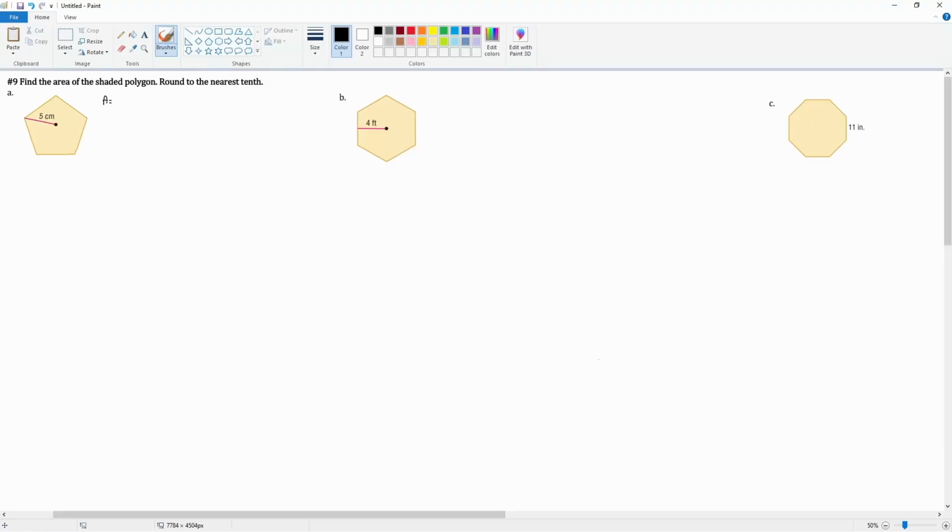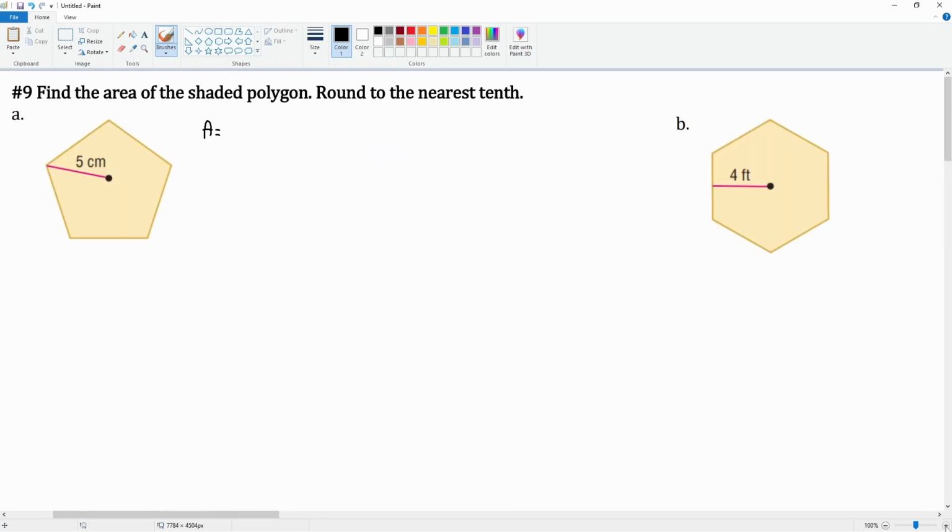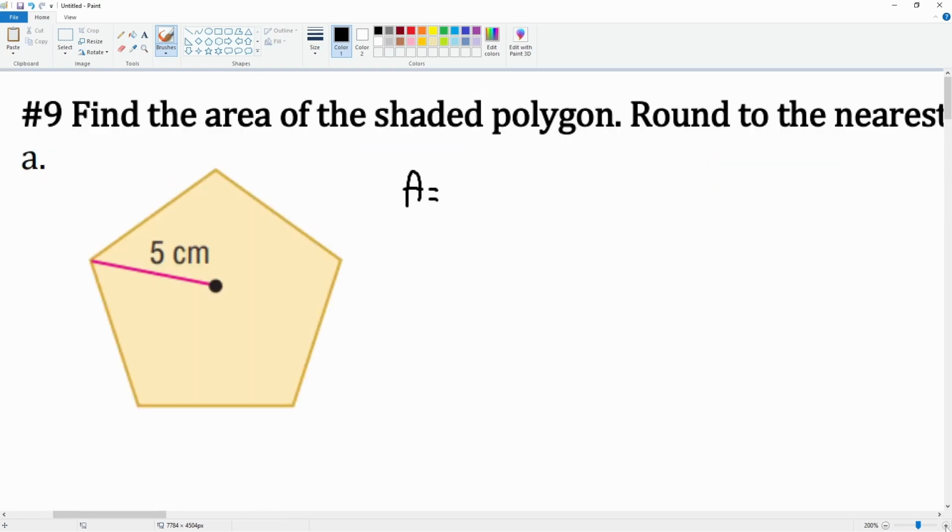This is number 9. You're going to find the area of the polygon here. The area is going to be defined by the formula 1/2 times A, which is called the apothem, times the perimeter. So we have to take a look at this and find the apothem and the perimeter. But the issue that arises is several things. We don't have the perimeter or area already.